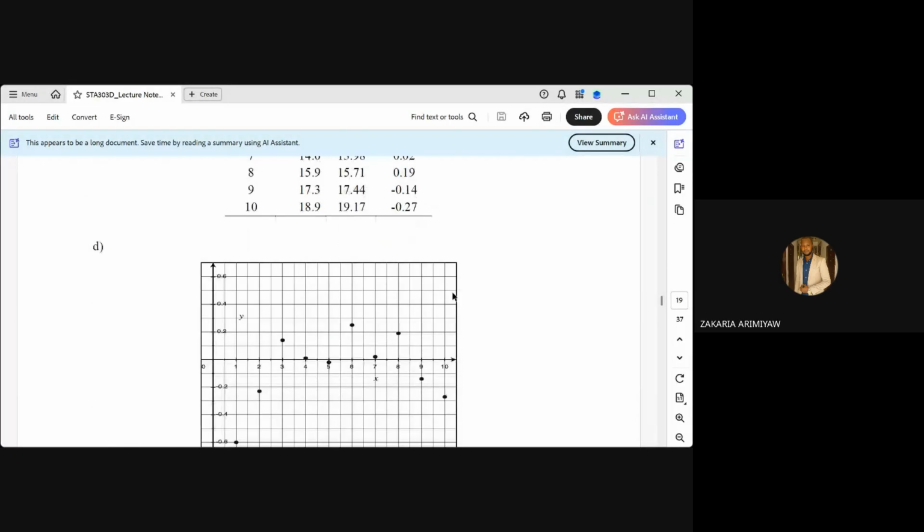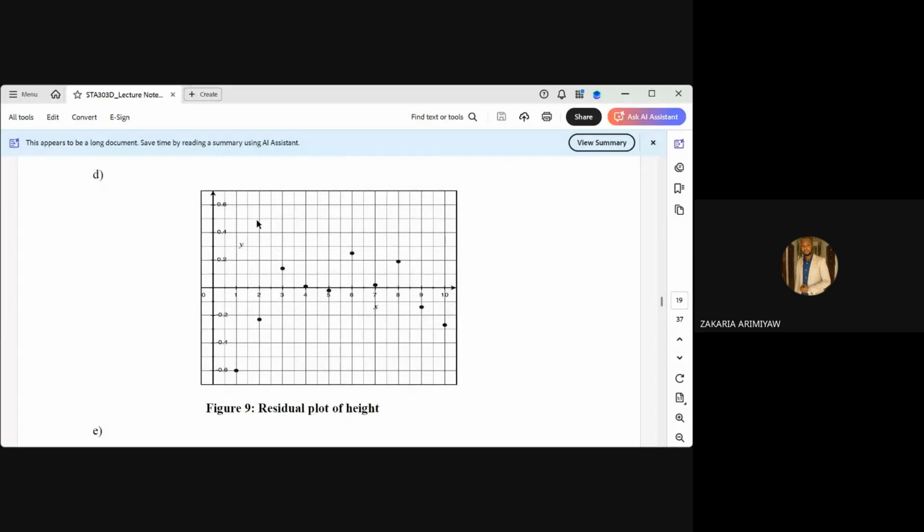So now we have the residual values on the vertical axis. Then we have the values of x, the predictor variable, along the horizontal axis. Now, because the residuals are made up of positive and negative values, there's a need to show the positive part and the negative part of the y-axis. So this is what we have.